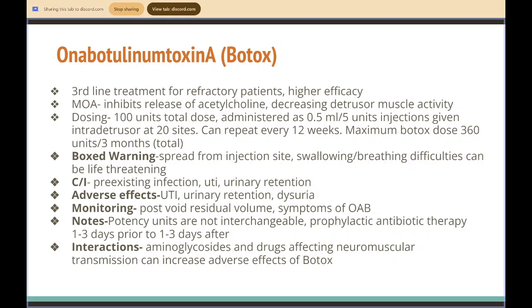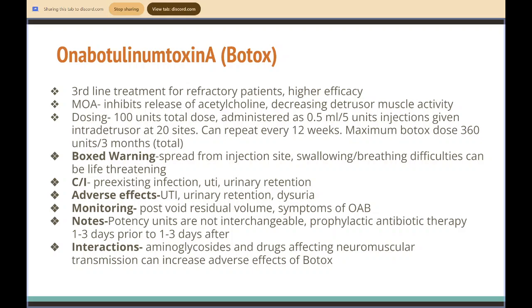The dosing, each dose is 100 units total, and it's administered as 0.5 ml, which has 5 units, injections, given into the detrusor muscle at 20 different sites. You can repeat every 12 weeks. Now, this next point is important. The maximum Botox dose every 3 months is 360 units all over.